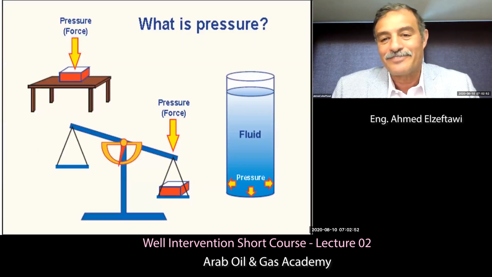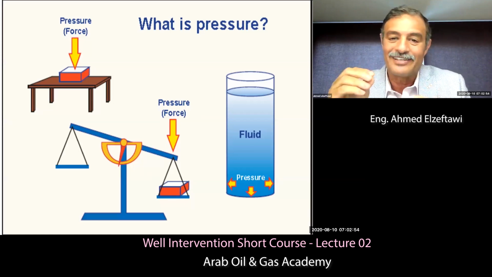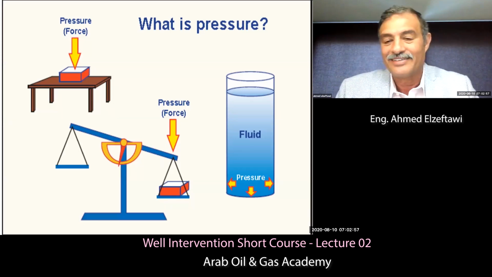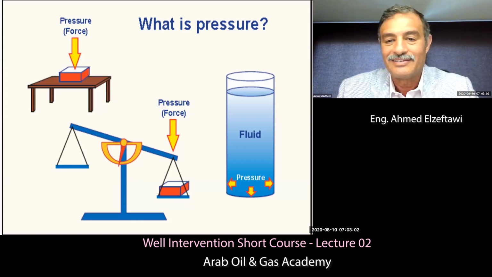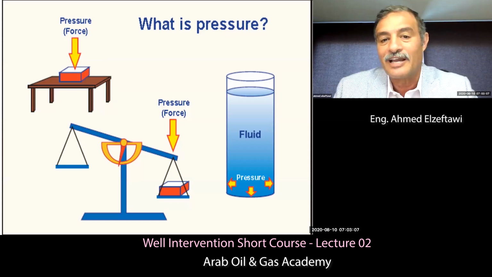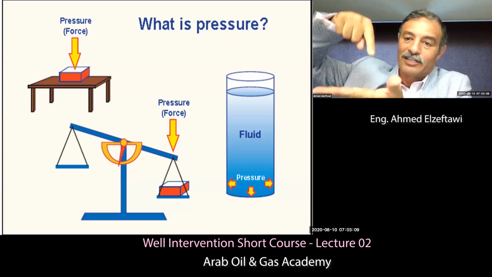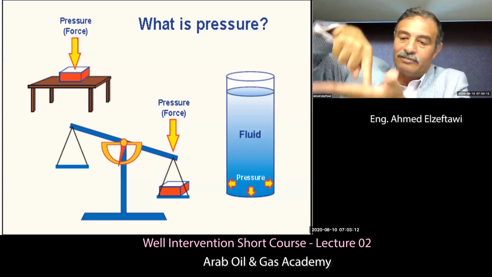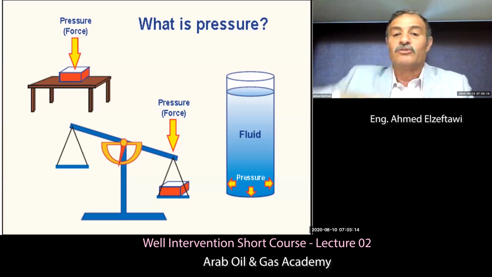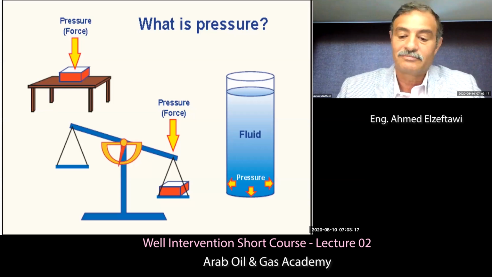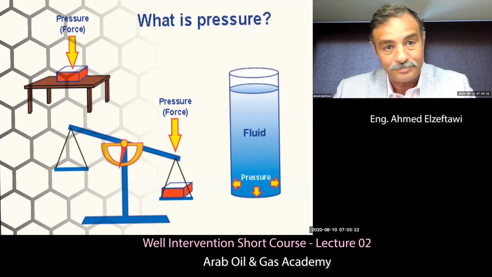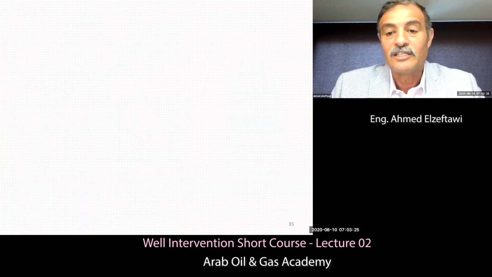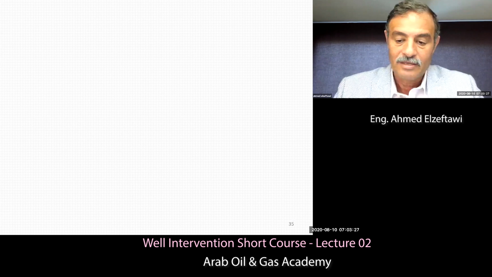Defining the pressure in a very simple way, it is the force exerted on a certain area. That's why the unit of pressure is PSI, pound, which is a force, per square inch, which is area. So this is the force I'm doing on my hand, pushing it down. This is a pressure I'm doing. So as you agreed, it is defined as force divided by area. This is about pressure.